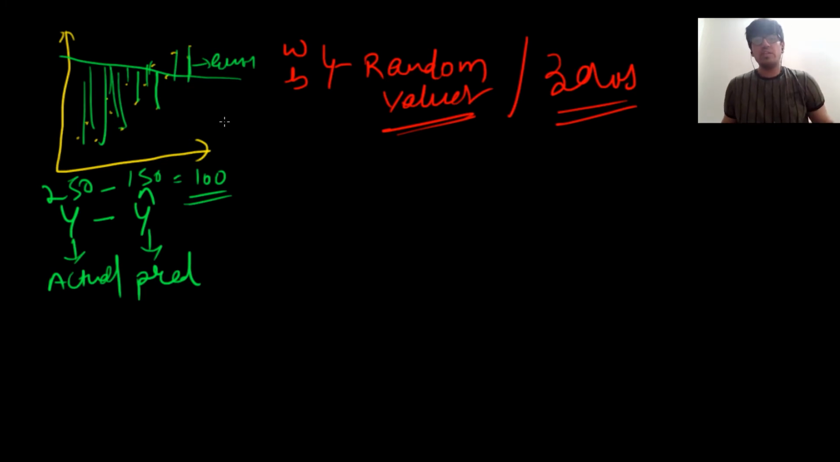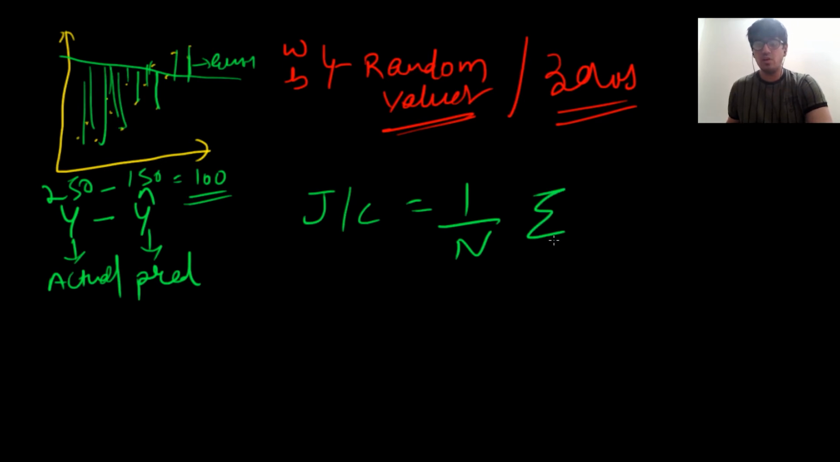So we need to find out the error for all the points. In order to find the error for all the points, we have something called a cost function, which can be J or C, anything. There are many types of conventions, but you can use J or C. So it is 1 by n, that is for all the points, into the summation of i from 1 all the way till n, that is for all the data points.